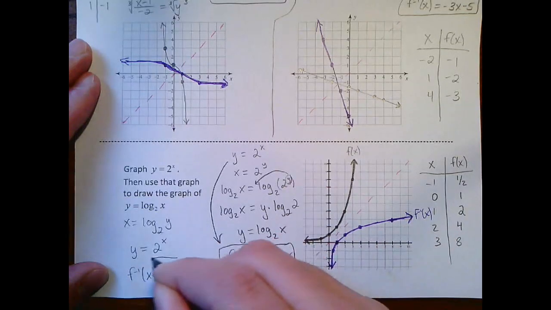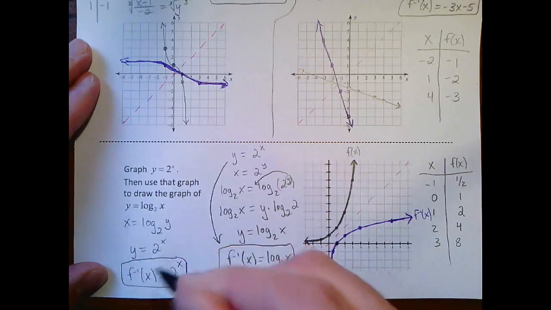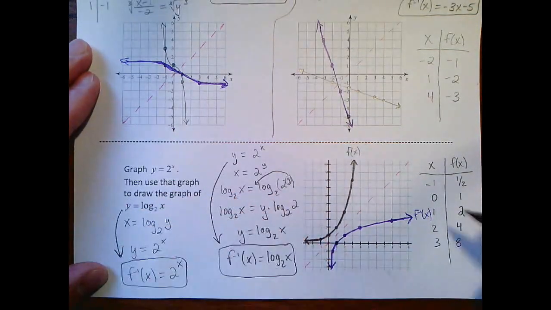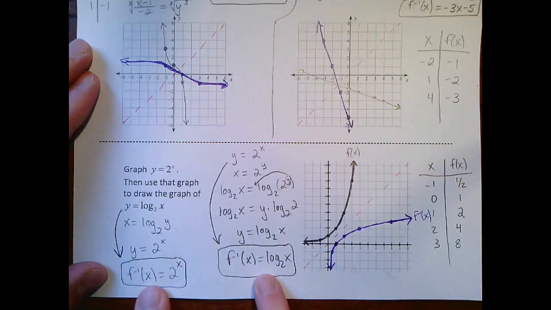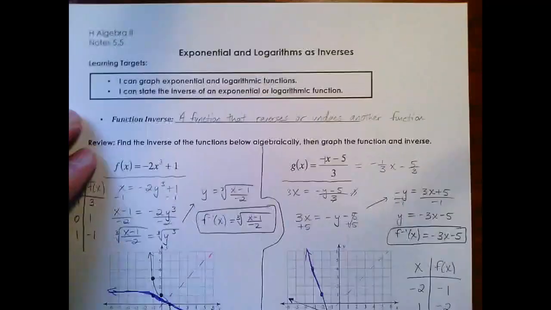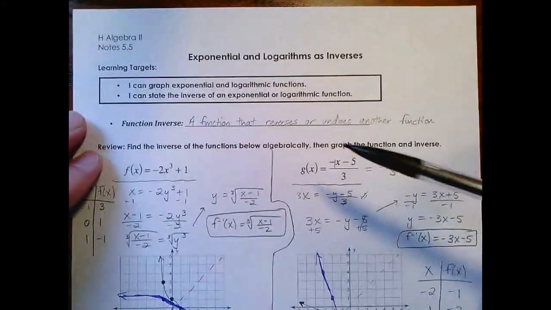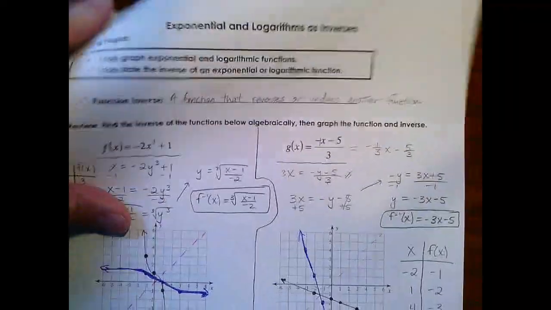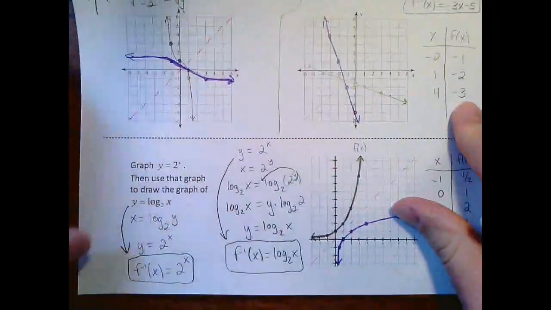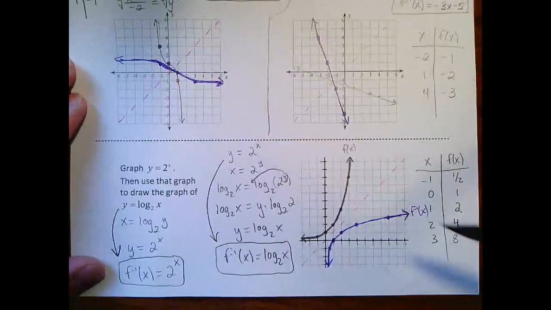So even then, if I started with the logarithmic function and I found its inverse, I would get the inverse to be 2 to the x, which means that these two are actually inverses of each other. So if one of our big ideas here is going to be stating the inverse of an exponential or logarithmic function, we should be able to do it. It's actually pretty simple without showing a lot of the algebra.